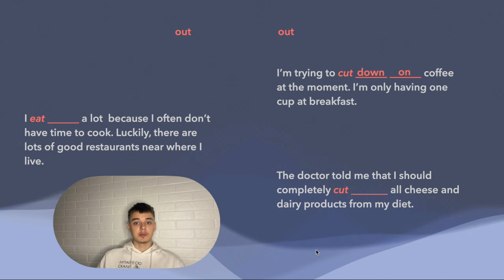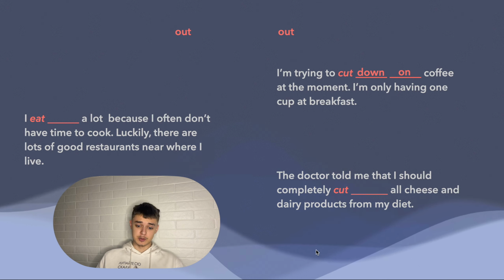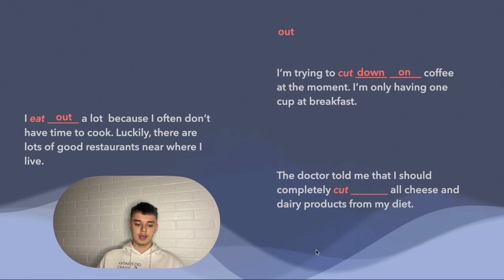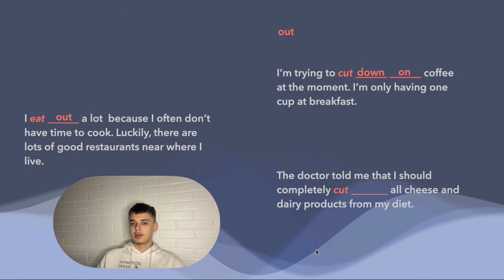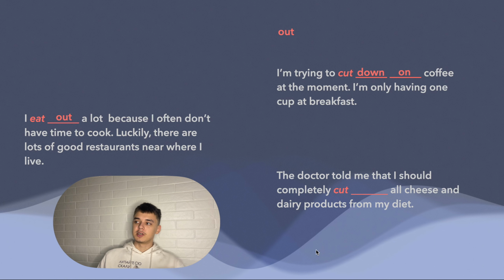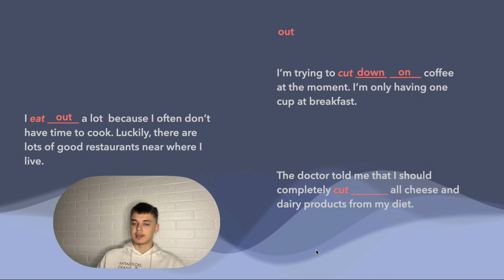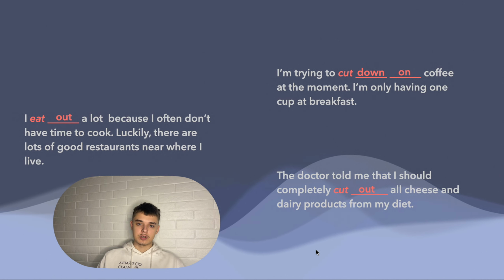The next one, stop the video and think about which one it can be. Well, here it's quite obvious. We have eat out. So, I eat out a lot because I often don't have time to cook. So eating out, it means not to eat at home, not to cook something, go to the restaurant, go to the cafe, right?